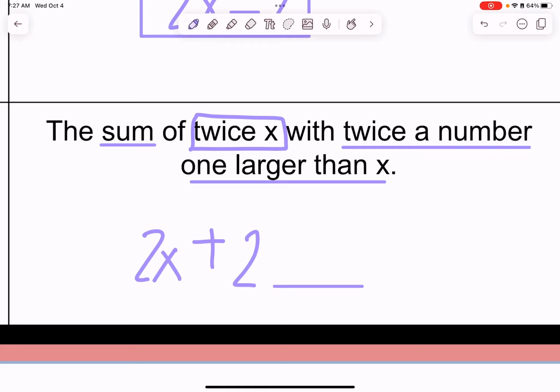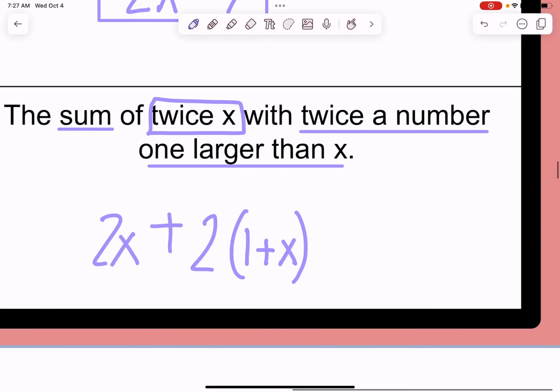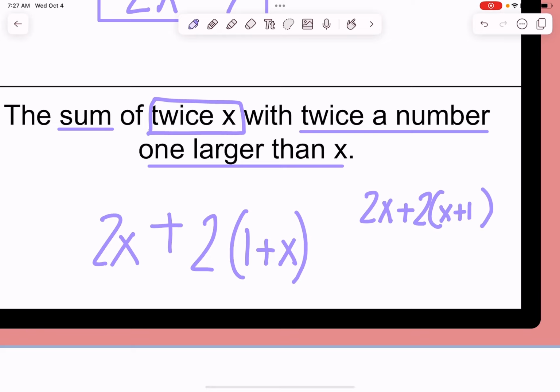Well, larger than would mean I'm adding, so I'm technically doing like 1 plus x. That looks funky if I write it like that, so I'm going to put it in parentheses. I'm doing twice x, added to, because it says sum, twice our number, and our number could be x plus 1. Because you're taking x and you're adding 1 to it to make it 1 larger, 1 bigger.